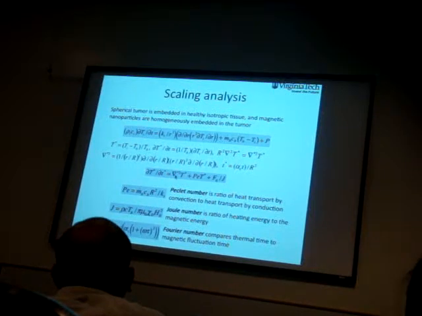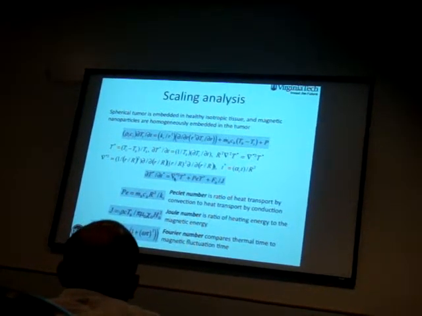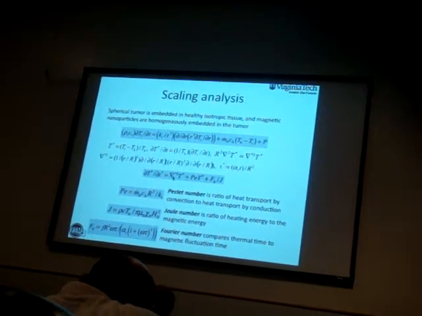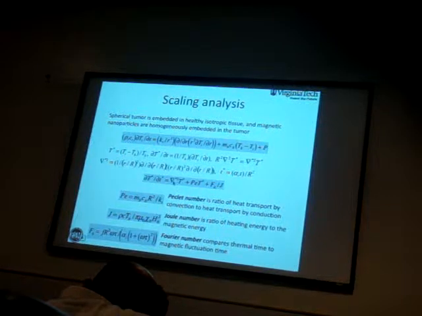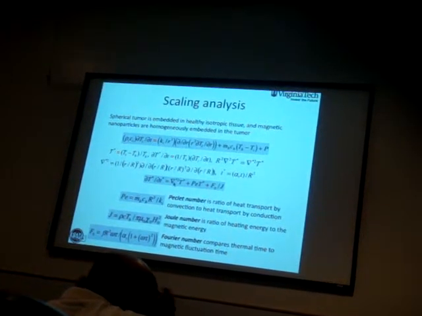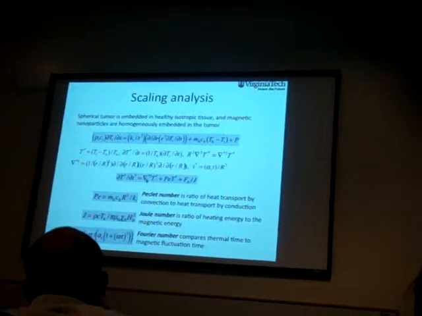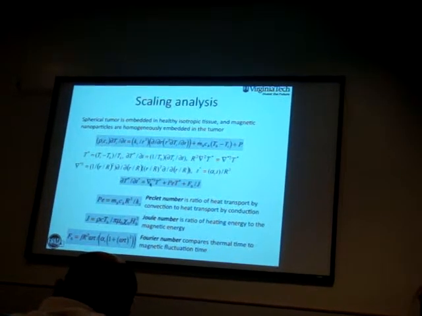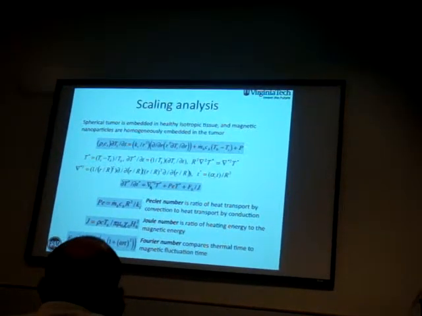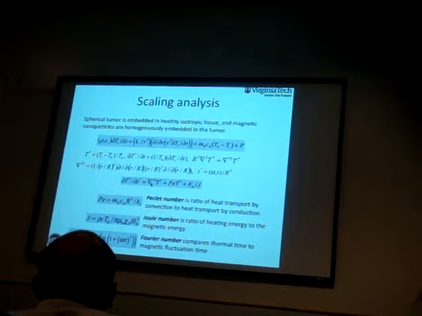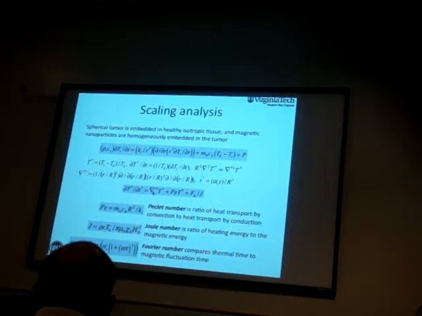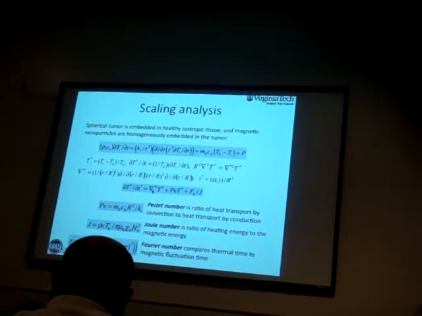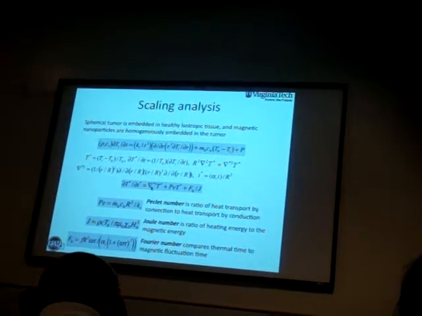And when you scale these equations, you find that the dominant effects occur through some numbers that you are familiar with. The first number is the Peclet number, which is the ratio of convection to conduction. So you want low convection from the tumor because you don't want the heat to dissipate to the healthy tissue and also raise the temperature of the healthy tissue. The second operative number is the Joule number, which is the ratio of the heating energy to the magnetic energy. You want to be as efficient as possible. And if you're putting in magnetic energy, you want it to go into heating.